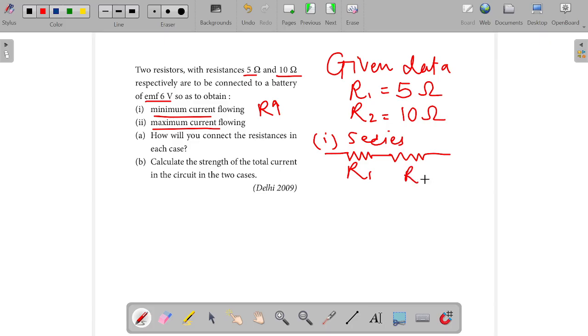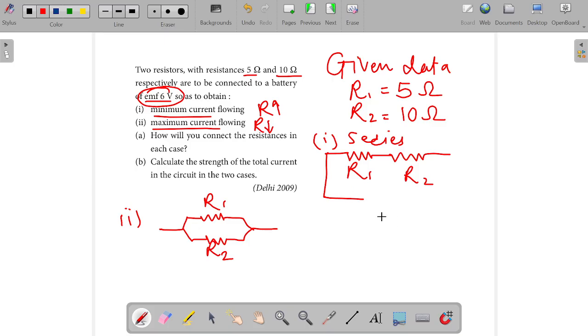So the first arrangement is the series one, and for the second case, the arrangement will be parallel, because when resistors are connected in parallel, their value decreases. And if the resistance decreases, the current will be maximum. So remember that. Here in the second condition, we have to arrange R1 and R2 in parallel arrangement. And all these resistors are connected to a battery of EMF 6 volts.